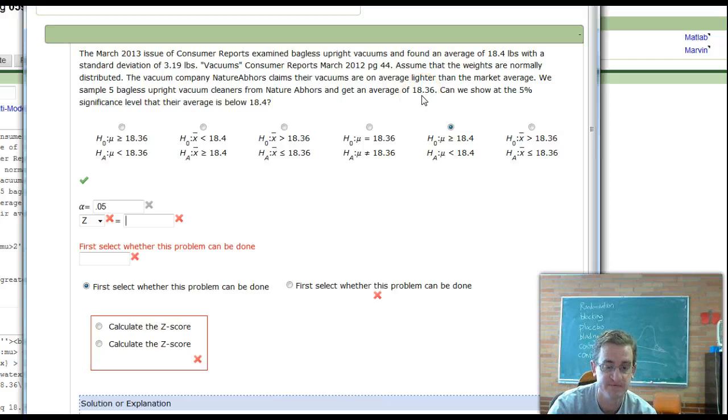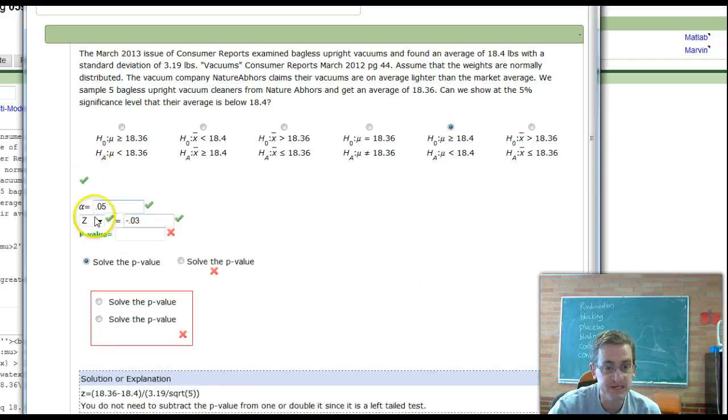18.36 minus 18.4. Divide by, where is my standard deviation? I'm blind. 3.19. Oh, I see it. You're right. 3.19 over the square root of, how big is my sample size? 5. Oh, small sample size. No wonder we needed it to be normal. I get a Z-score of negative 0.028. How many decimals? Oh, it's a Z-score, so 2 decimals. Okay, 0.03.